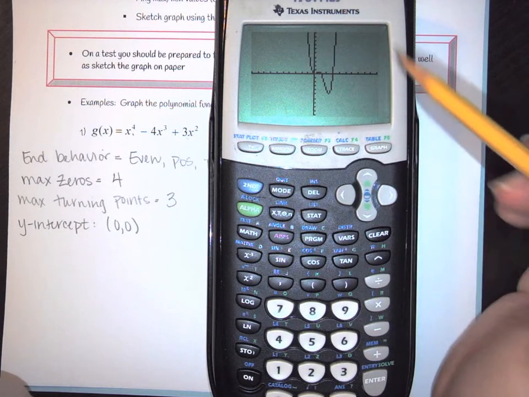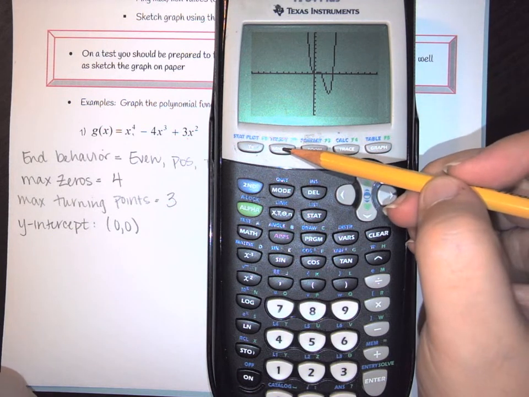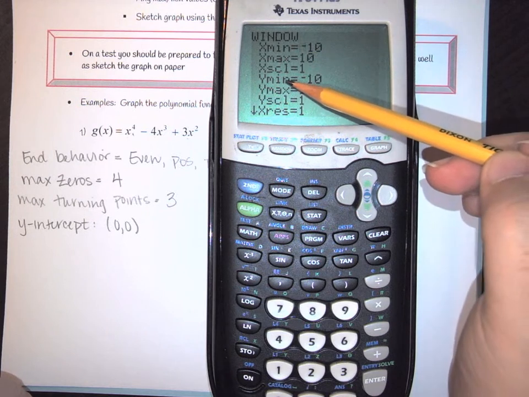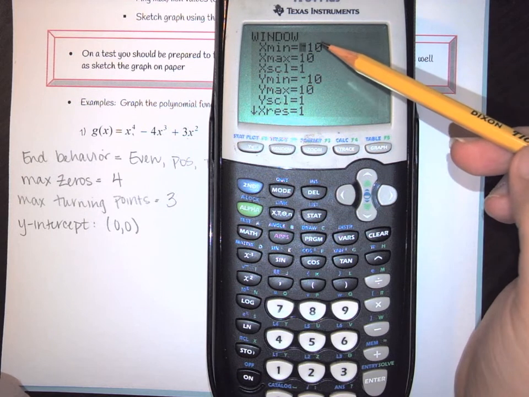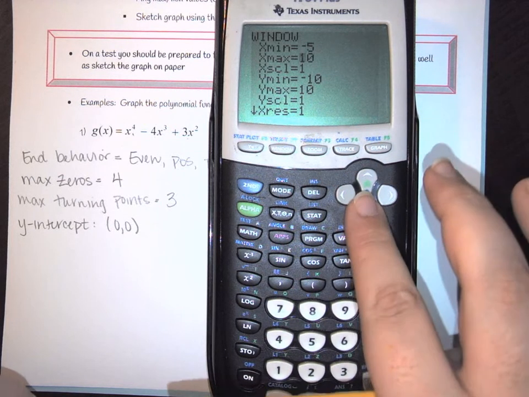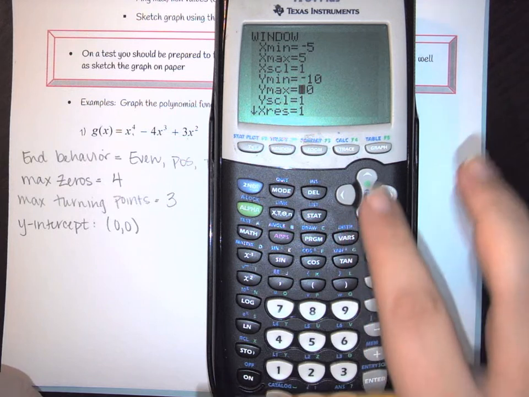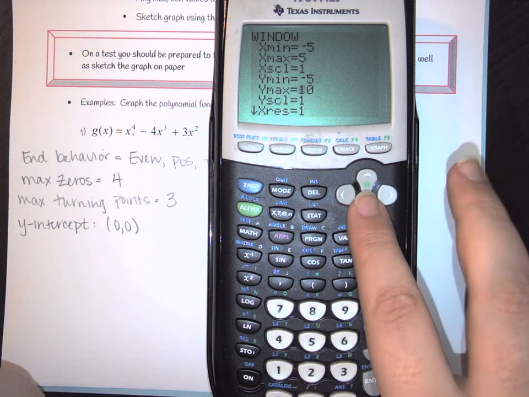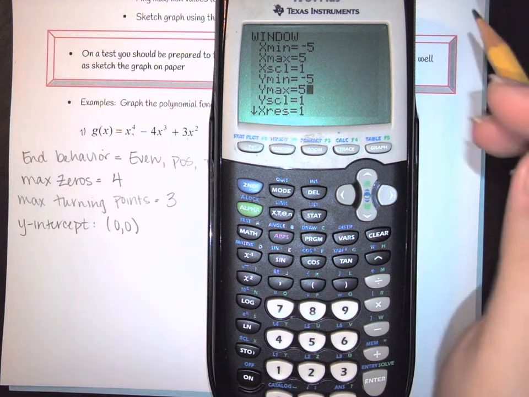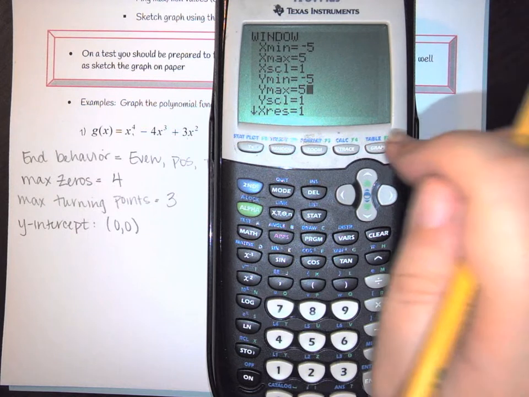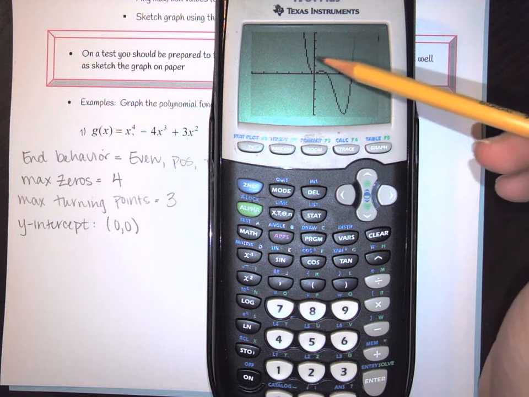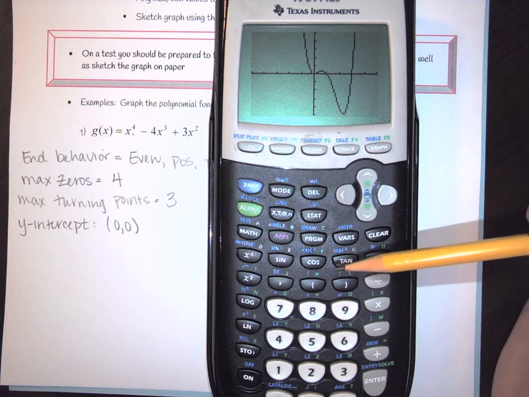So when you need to clarify your graph, the easiest thing to do is to come over here to your window, and you're looking at your x max and min and your y max and min. Okay, so here this was set to -10 and 10, so I'm going to cut that in half and make it -5 and 5, and I'm going to do the same thing to my y's, so -5 and 5, and that's going to shrink my window down. So once I played with my window, you then hit graph again, and notice there's a lot more space, so the window looks bigger, and we can see it a little bit better.